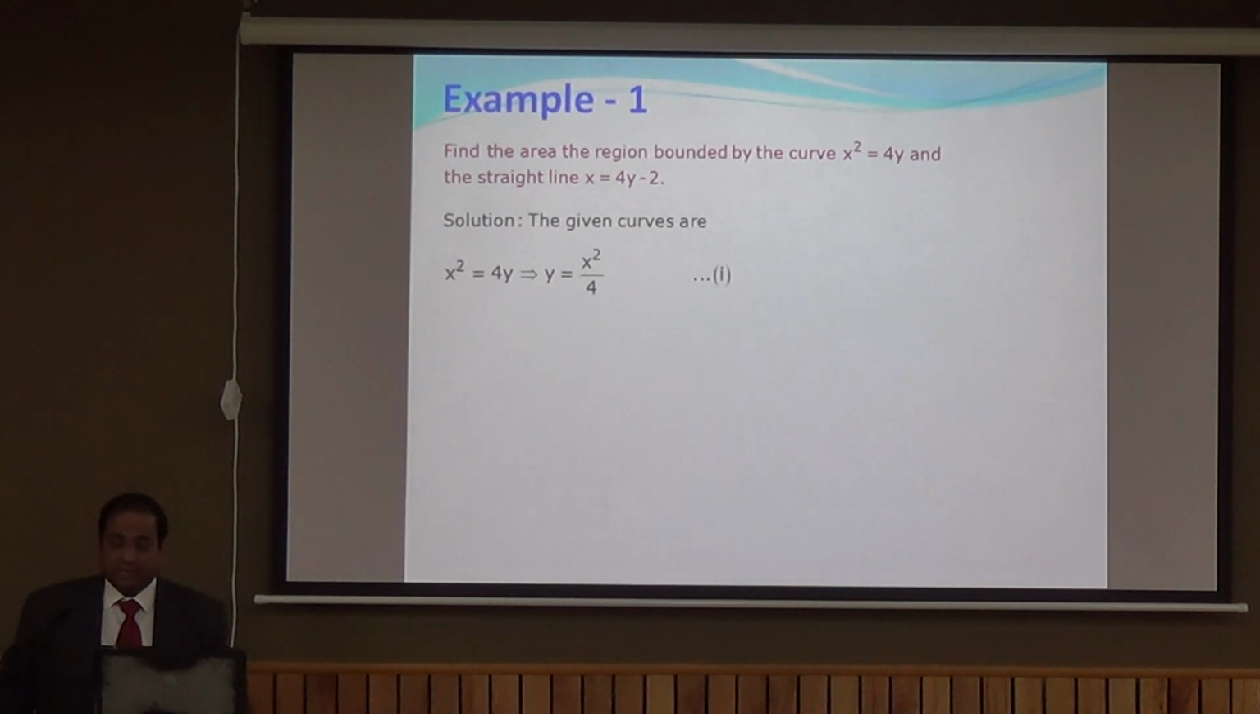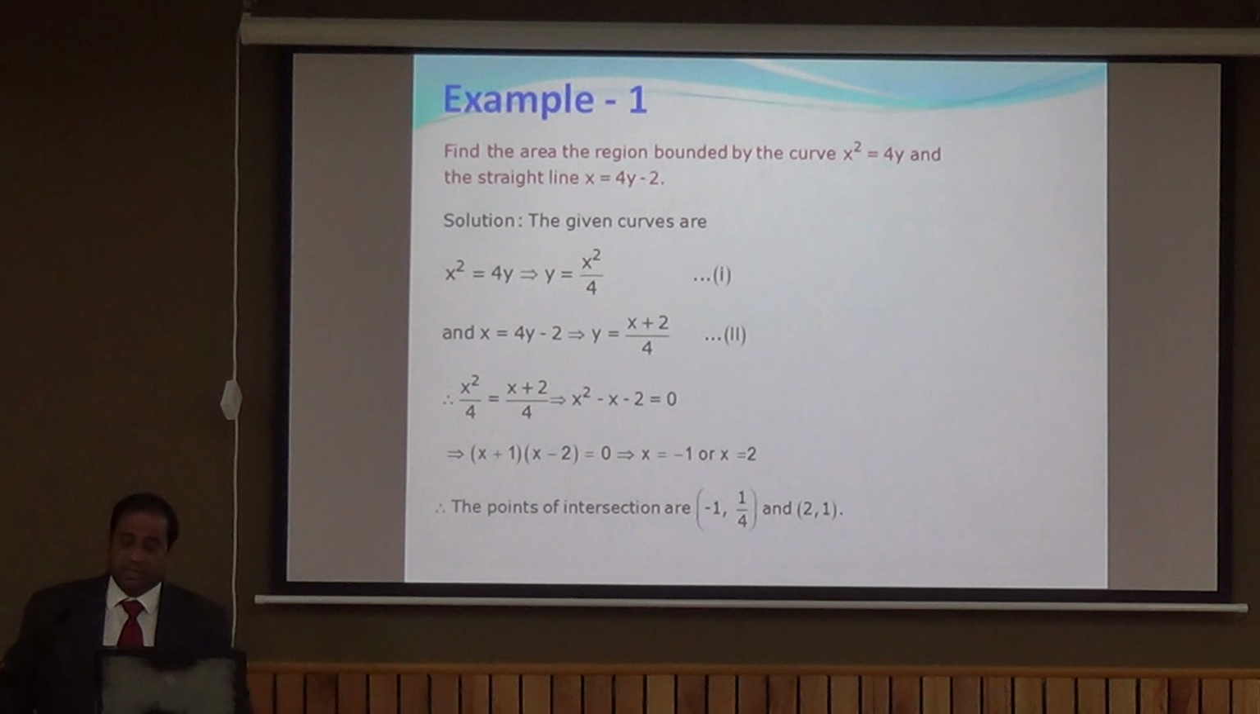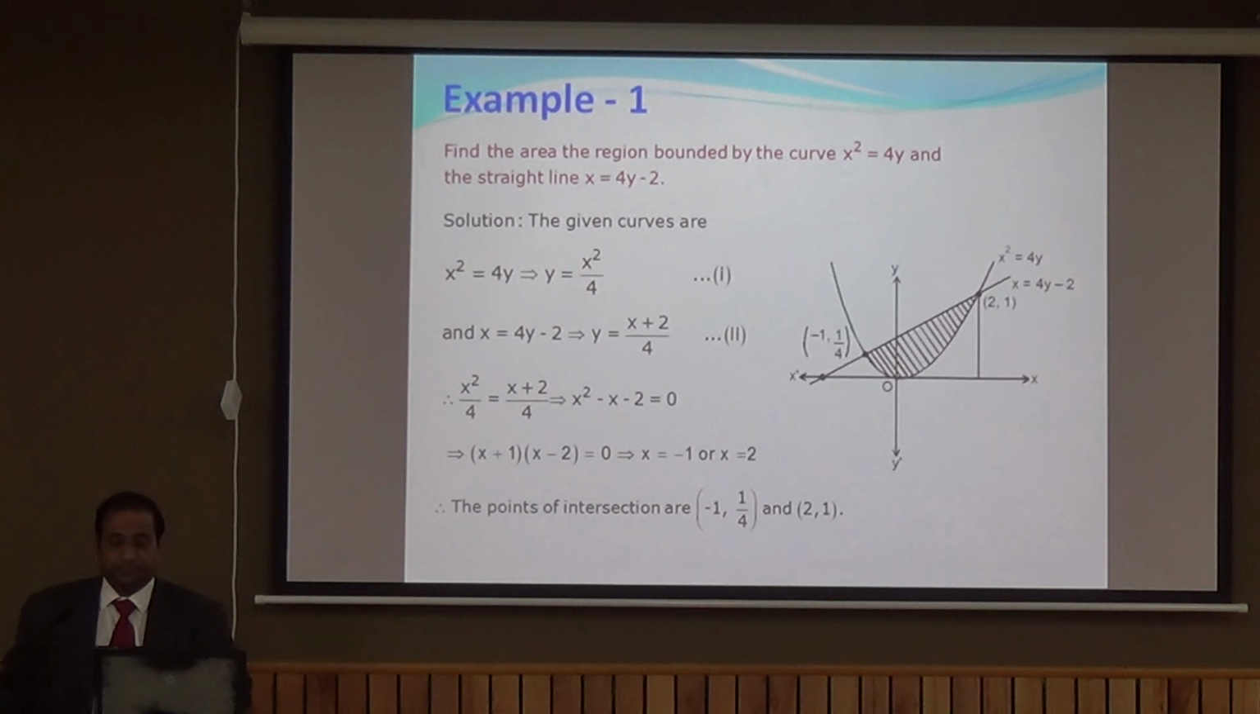The curves are given as x square = 4y, so we can calculate y = x square upon 4, and the line x = 4y minus 2, or we can say y = (x + 2) upon 4. First we need to find the points of intersection of the curves. So we solve the equations and we get the intersecting points x = minus 1 and x = 2. So the points of intersection are (minus 1, 1 upon 4) and (2, 1).